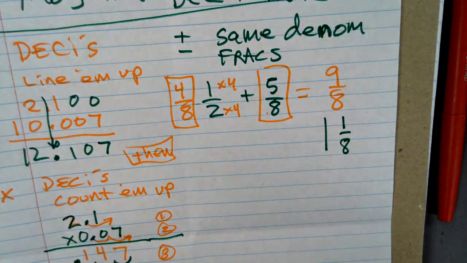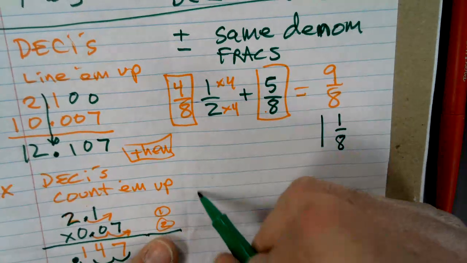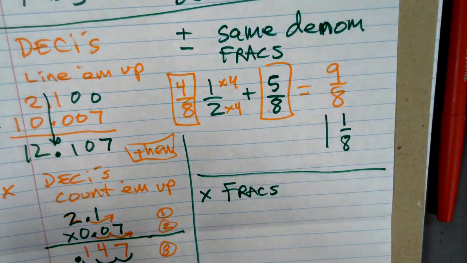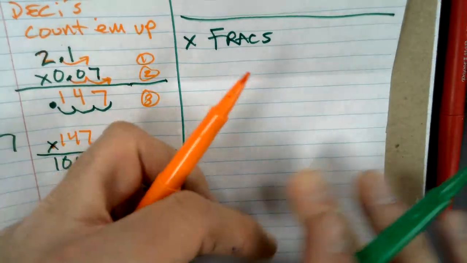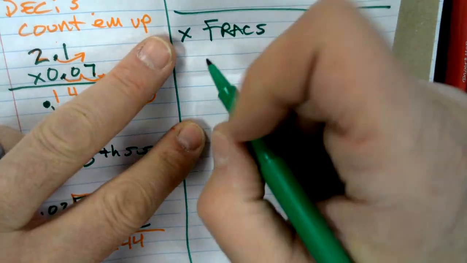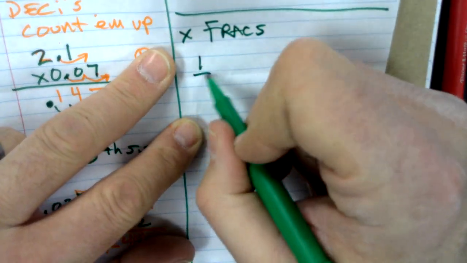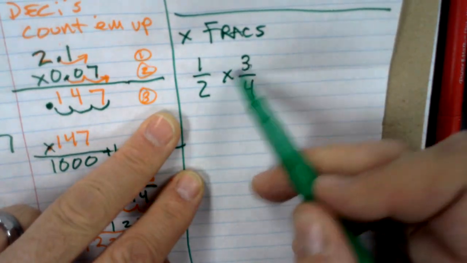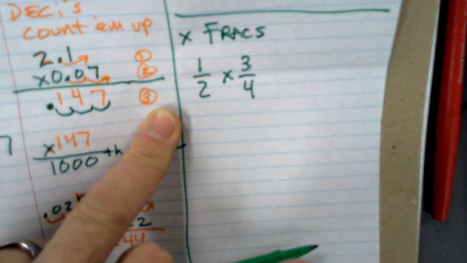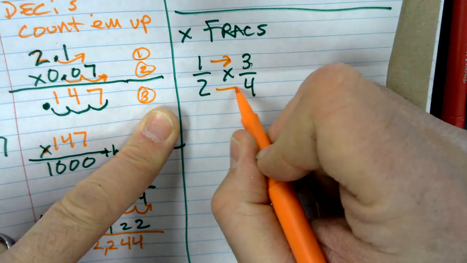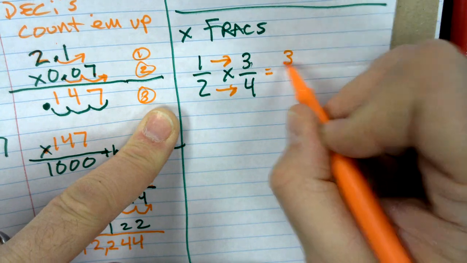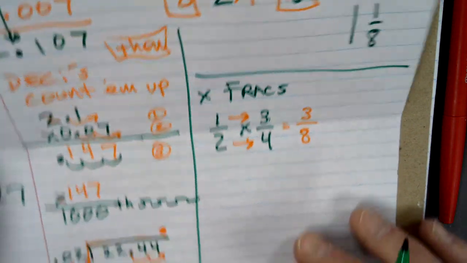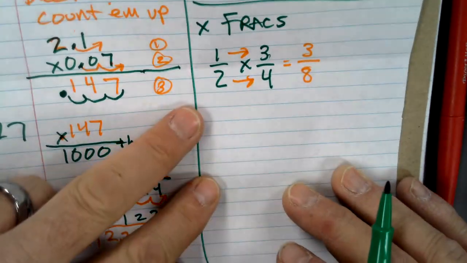All right, multiplying fractions is pretty easy. For multiplying fractions, the first thing you should always try to do is simplify, but let's just do one where you don't need to simplify. 3 can't be simplified with 2 or 4. They're as small as they go. To multiply fractions, you just multiply across. 3 times 1 is 3. 2 times 4 is 8. Boom, easy.